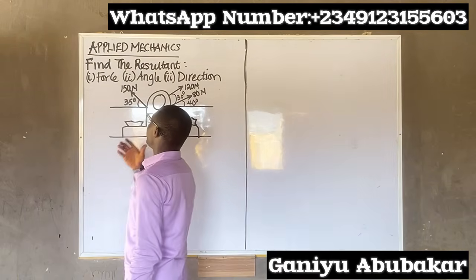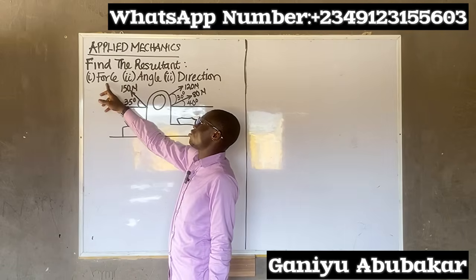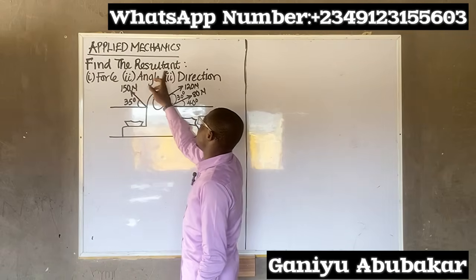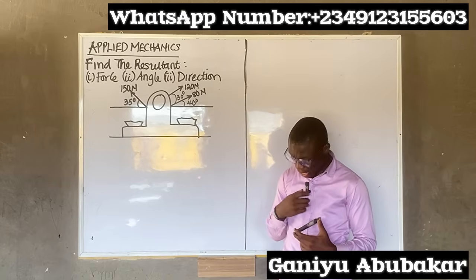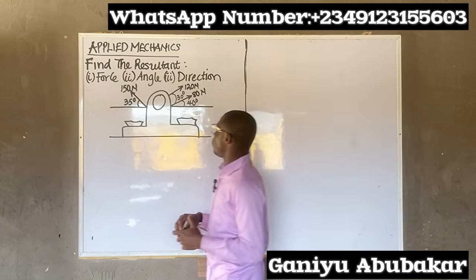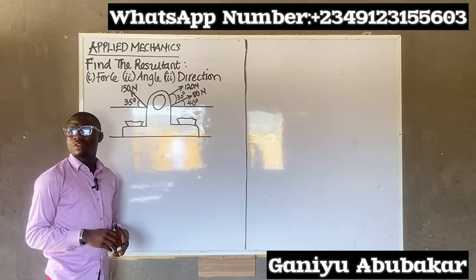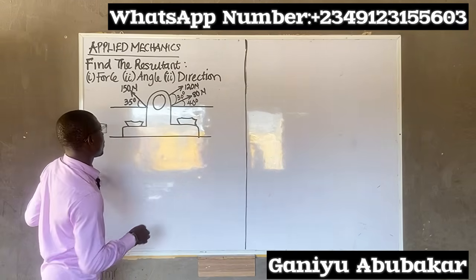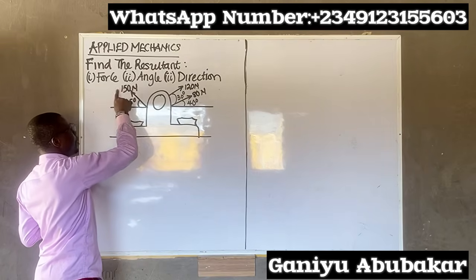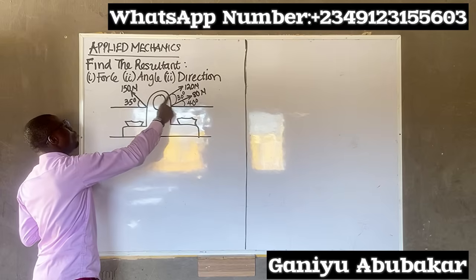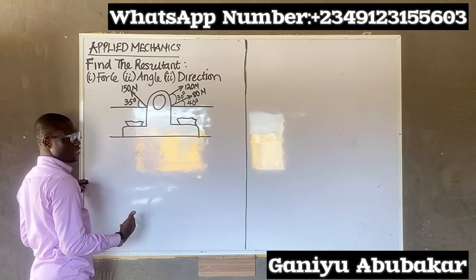First, it says find the resultant force, resultant angle, resultant direction. Let's see how we can possibly get this done. First things first. In this diagram here, I have force one, force two, force three, angle one, angle two, angle three. No problem. So first, define your forces and your angles.